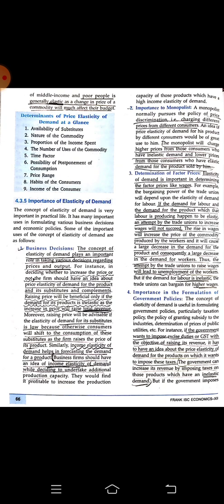Determination of factor prices. Elasticity of demand is important in determination of factor prices like wages. If the demand for labor and the demand for the product which that labor produces happen to be elastic, an attempt by the trade union to increase wages will not succeed. So if it is elastic in nature, the owner will not increase the wage, and if it is inelastic, the wage will get easily increased with the help of the trade union.